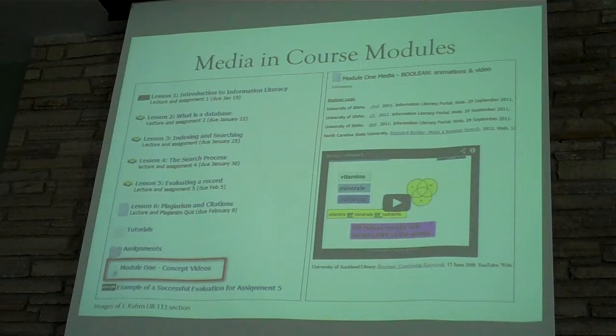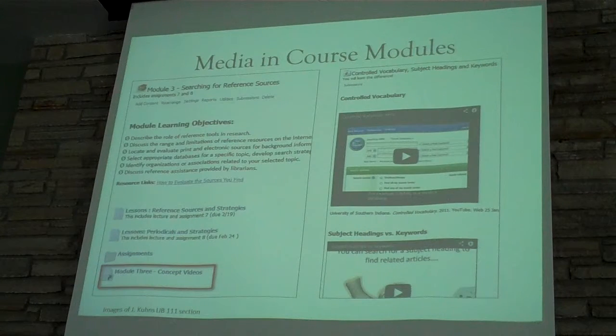So the course has 4 modules. So each module had videos that related to those concepts that you just saw that we felt students were weak on. So this one is on Boolean operators, which students really struggle with. And here again, this is Module 3, and you can see the media on the other side.